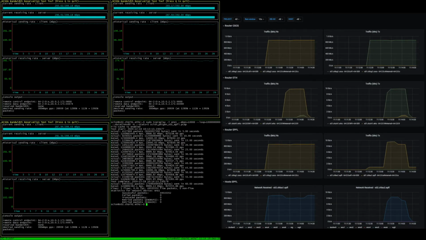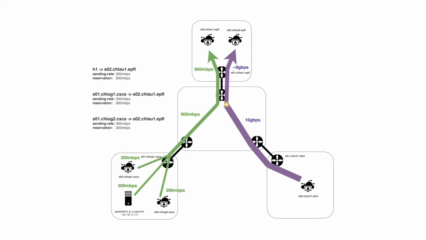In our last scenario, we will showcase how our reservation system can protect the CSCS hosts from being affected by the ETH traffic. This time the hosts in CSCS will generate the traffic using a reservation. This means at the link to EPFL, their traffic is prioritized and the traffic generated by ETH will not affect their connection.